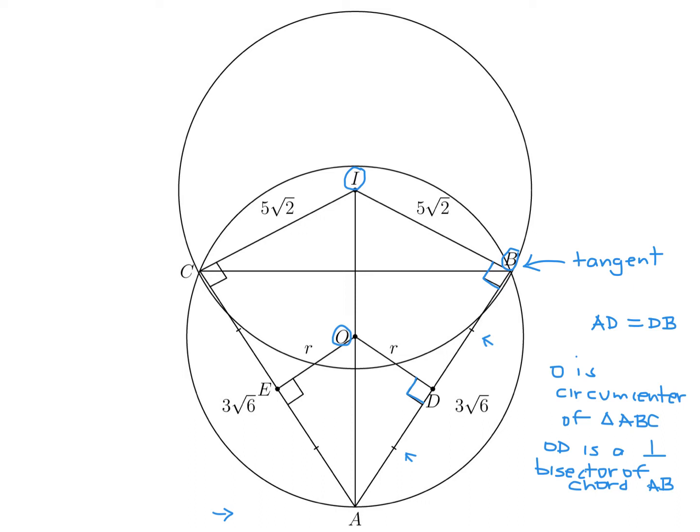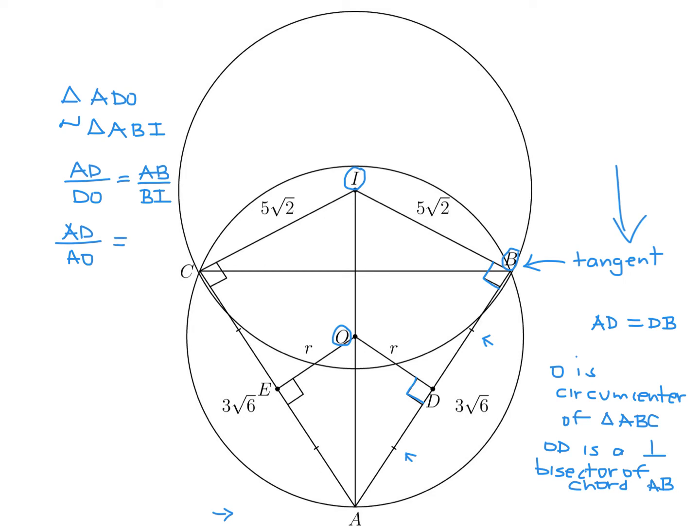All right, so now because of all of these things, we have a similar triangle situation. Triangle ADO is similar to triangle ABI. Okay? ADO is similar to triangle ABI. And that should be fairly obvious once you understand the things I just explained. So here we go. We got ratios. AD over DO is equal to AB over BI. And we can rearrange this a little bit: AD over AO is equal to DO over BI.